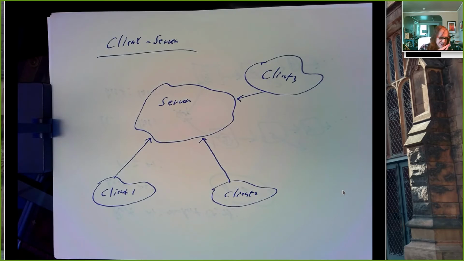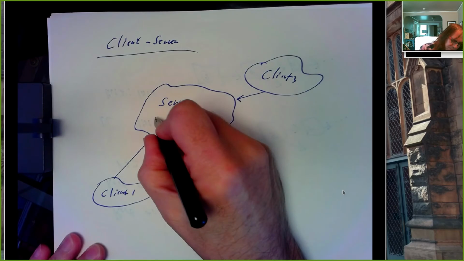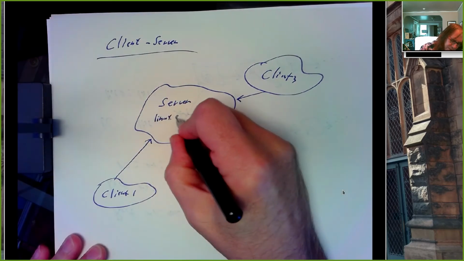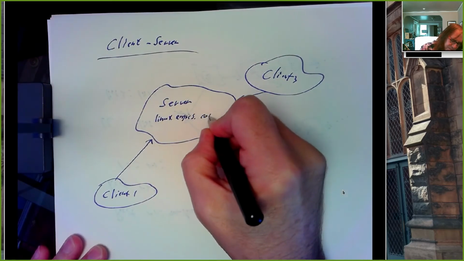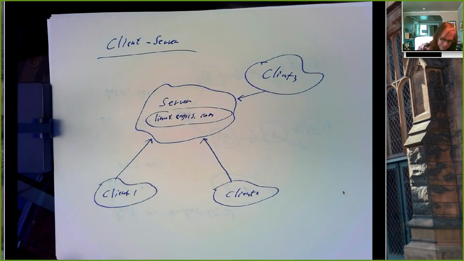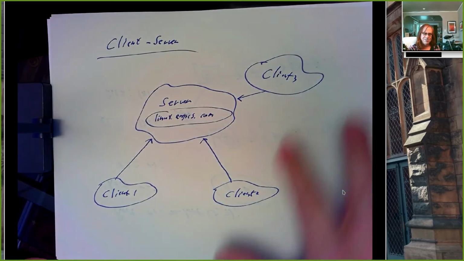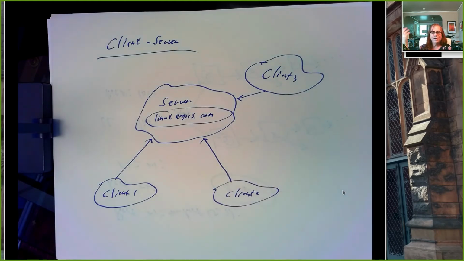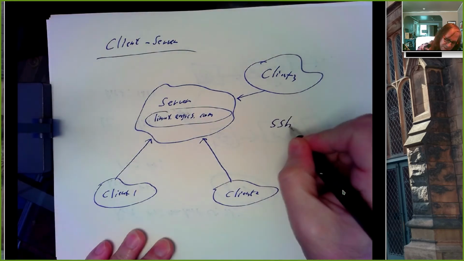Print server, typical example. Another example would be a machine that we want multiple clients to be able to access. So, for example, Linux, engrcs.com. So our Linux server. And the clients are you and I, who want to log in and do things on that machine. And in this case, there's a single program running, and it's called SSHD.